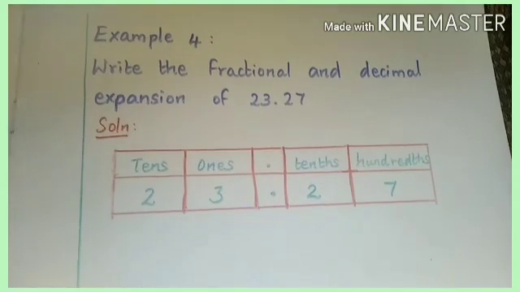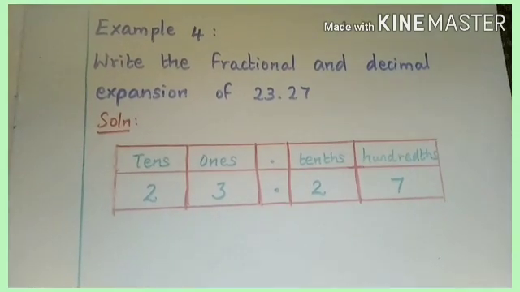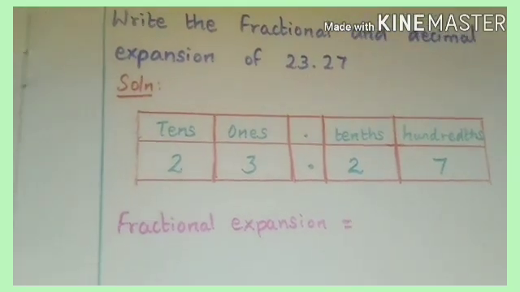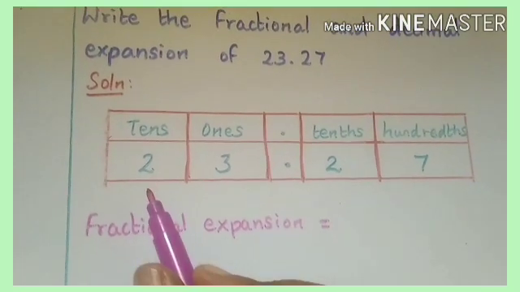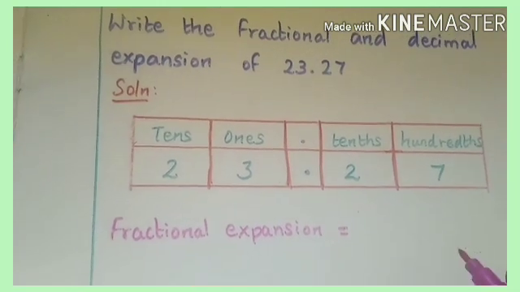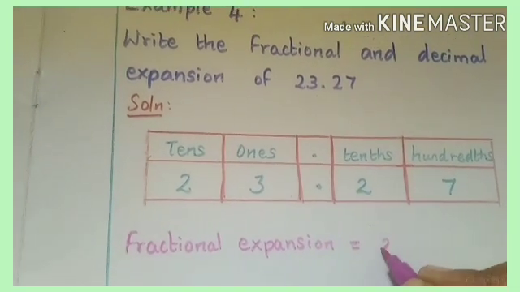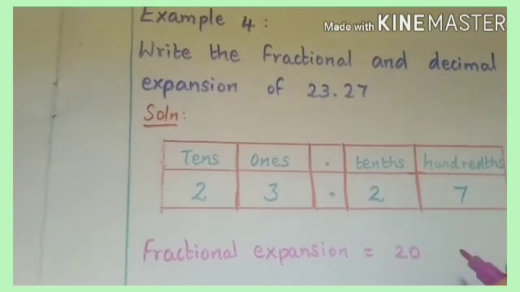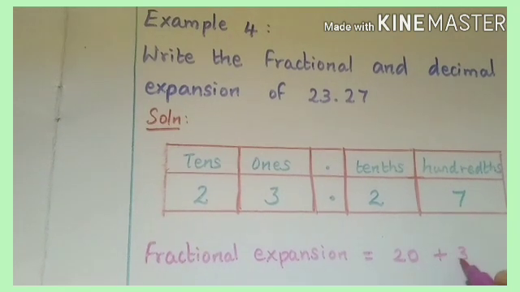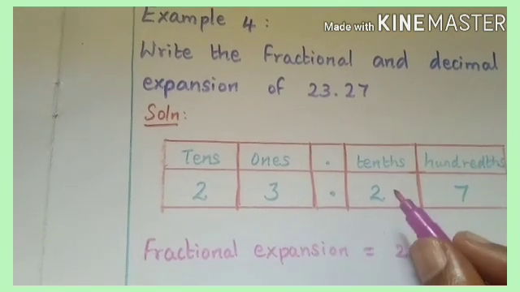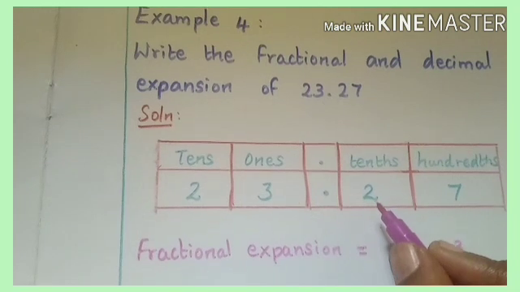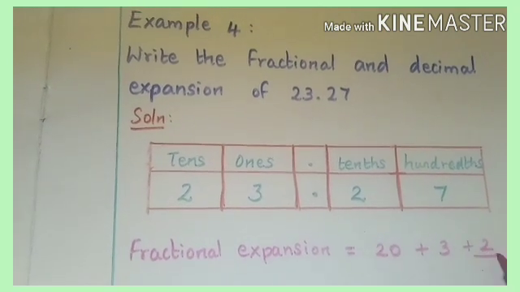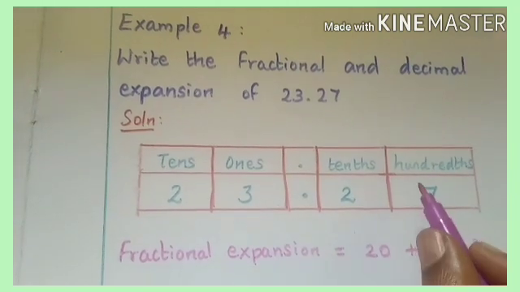Let's write the fractional expansion. Fractional expansion is equal to 2 tens can be written as 20 and 3 ones can be written as 3. 20 plus 3. In the decimal part, 2 tenths can be written as 2 by 10. 7 hundredths can be written as 7 by 100. That is plus 2 by 10 and plus 7 by 100.